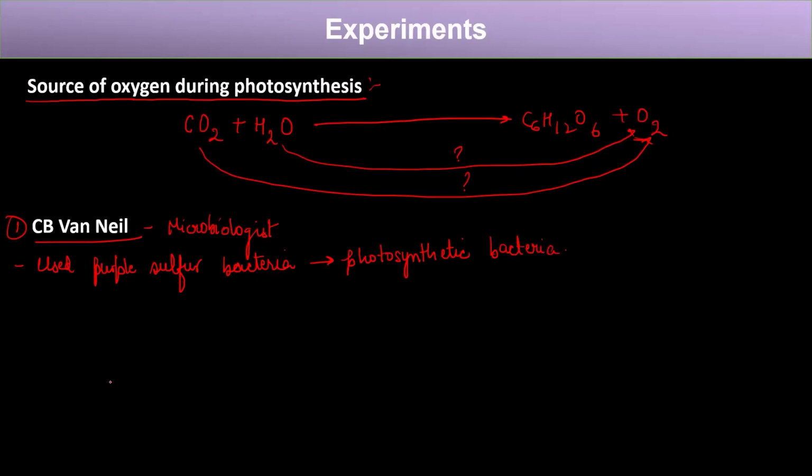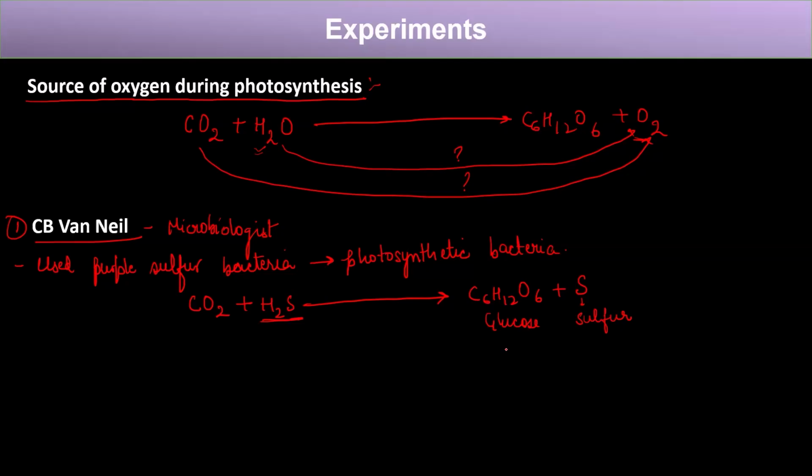But in this photosynthetic bacteria, the photosynthesis reaction that takes place looks like this. So what is the difference that we are observing here? The difference is that instead of H2O, this bacteria uses H2S. And hence the byproduct that is formed along with the glucose is what? Sulfur. The byproduct formed is sulfur.